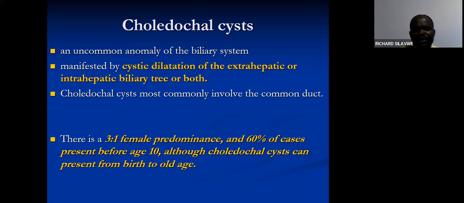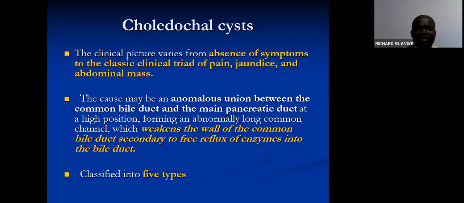There is a 3 to 1 female predominance, and 60% of cases are present before 10 years, although choledochal cysts can also present from birth to old age. The clinical picture varies from absence of symptoms to the classic clinical triad of pain, jaundice, and abdominal mass. So these are just clinical symptoms. Now, these are classified into 5 types. We'll quickly look at the diagram.